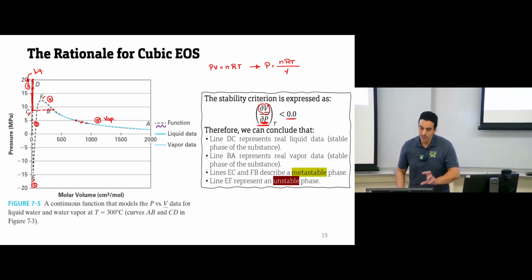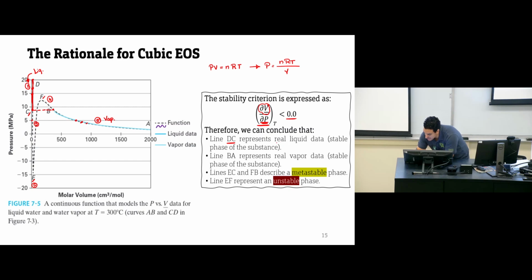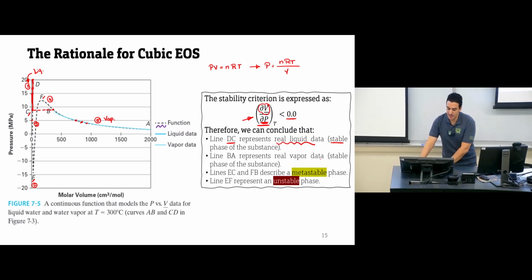So any line that fulfills this condition represents a stable phase. We have the first line, the DC line. This represents real liquid data. It fulfills this stability criterion, so this line represents a stable phase.